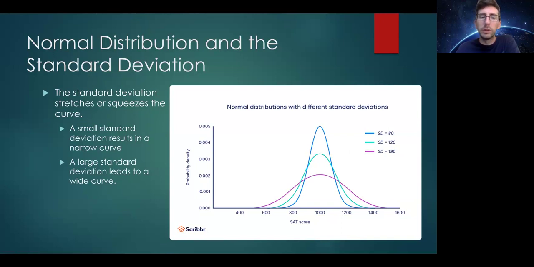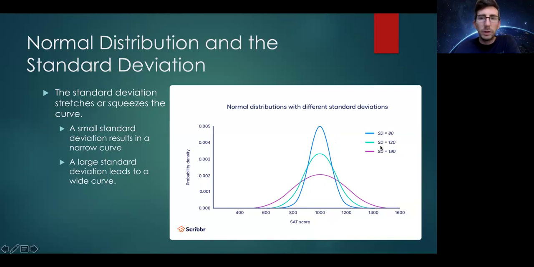So a small standard deviation will have a narrow curve. This is because if you have a small standard deviation or small variability, your data is closer together. So it's less variable, it's less spread out or dispersed. You can see the standard deviation is equal to 80, the blue line has the highest peak, and it's also the skinniest curve.